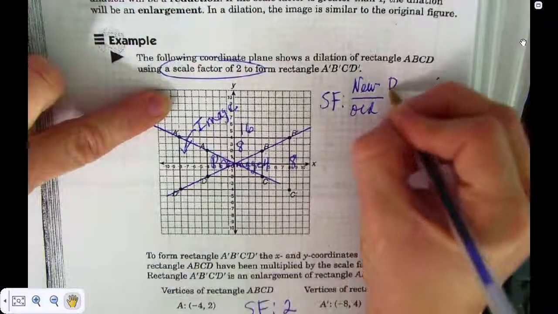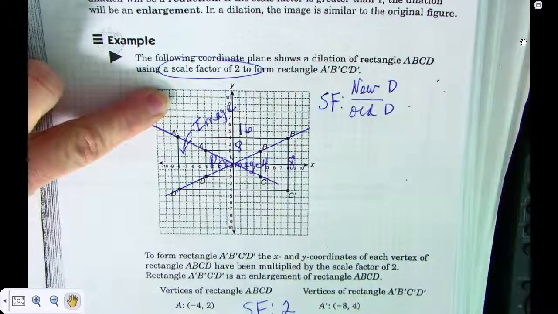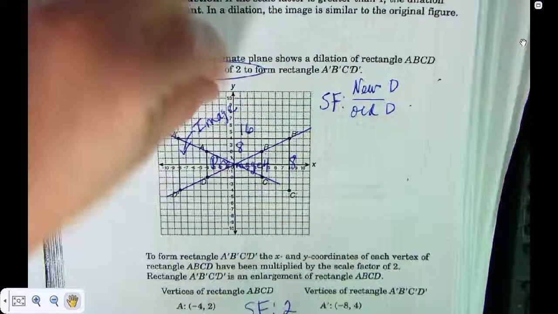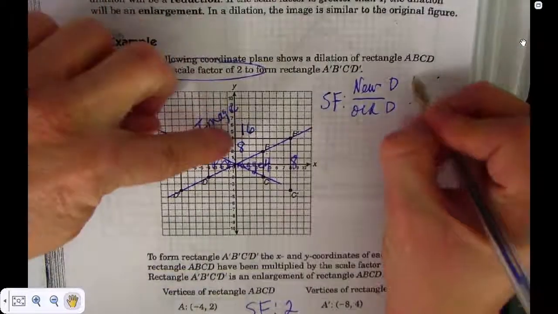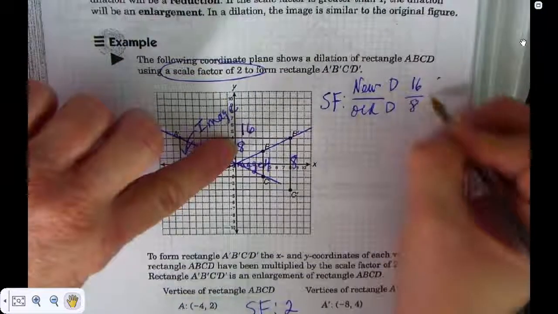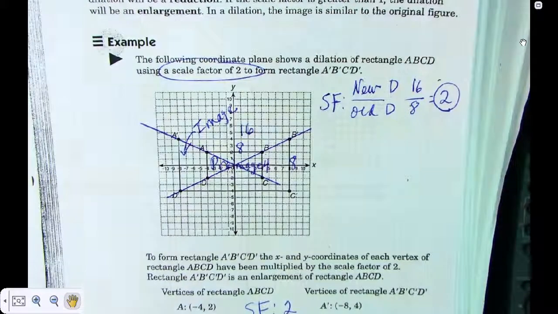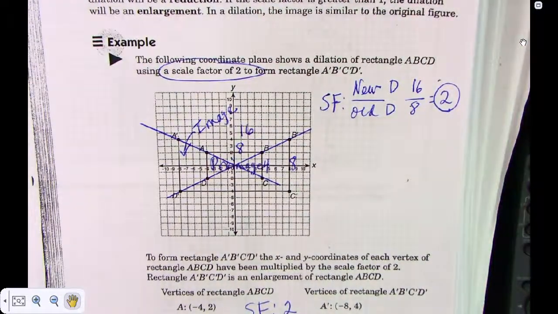So we take the new dimension and divide by the old dimension. We take the new dimension, so we can take either one, 16 or 8. Which one? 16. Okay, 16. And we divide by the old dimension, which is 8. And what's 16 divided by 8? 2. So the scale factor is 2, which we already knew, but I'm trying to show you how to get the scale factor when we have to do it in just a minute.